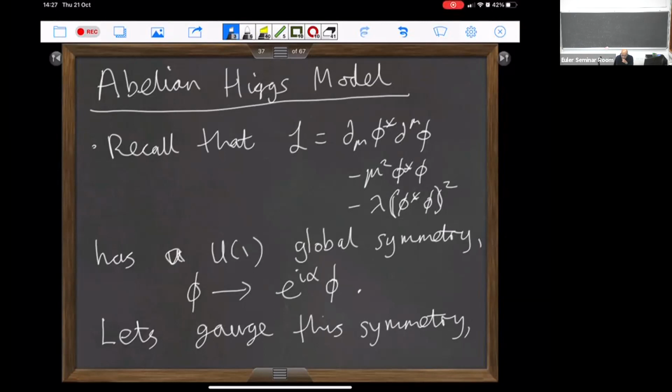So I've added up to quartic level the only interaction term which is allowed, in addition to the mass. And to define this abelian Higgs model, we're simply going to gauge this U1 symmetry, using the techniques that should now be becoming familiar to you from our previous lectures.